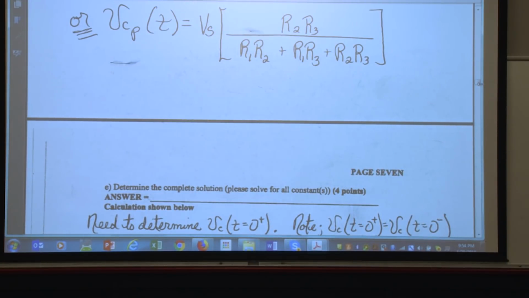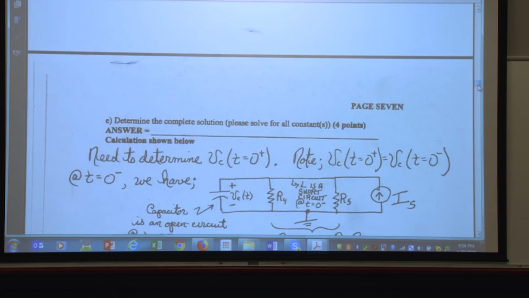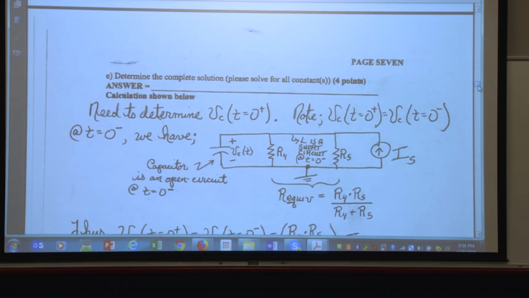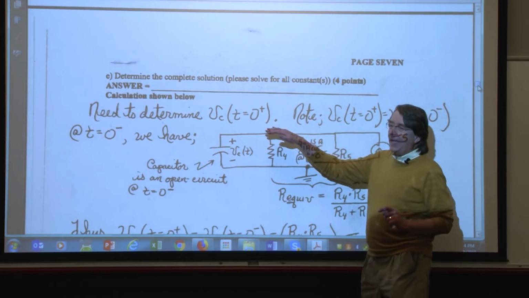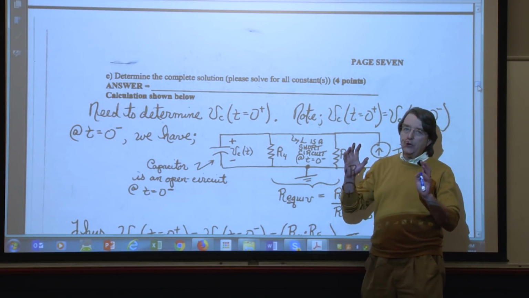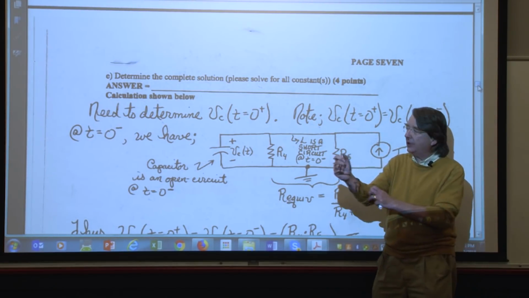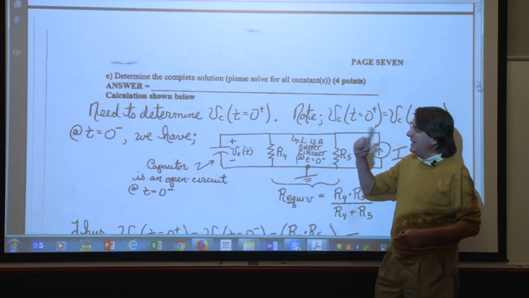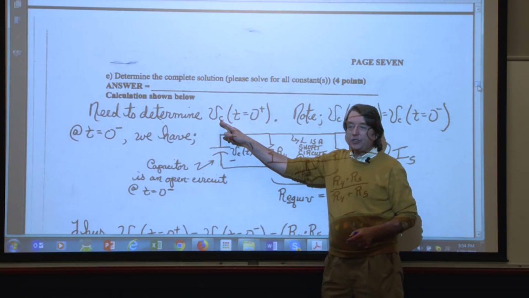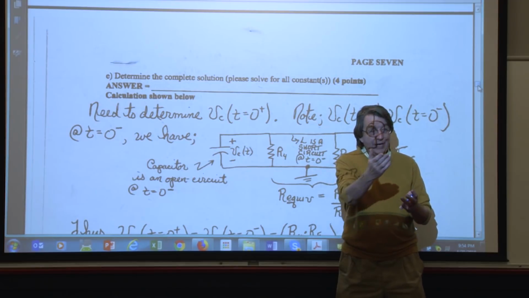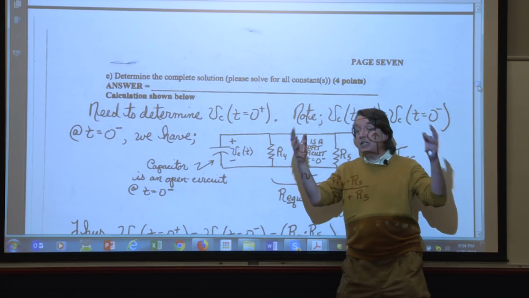Perfect. All right? So I start out by saying something here, that we need the initial condition. Now, my colleagues, I want to take this a little slow. Last time hearing it, I want to make sure you're comfortable with this. We need the voltage across the capacitor at t equals 0 plus. As Tiger says, that's the initial condition.